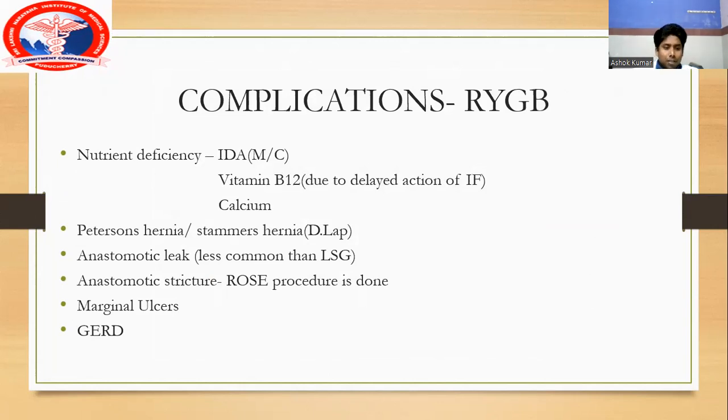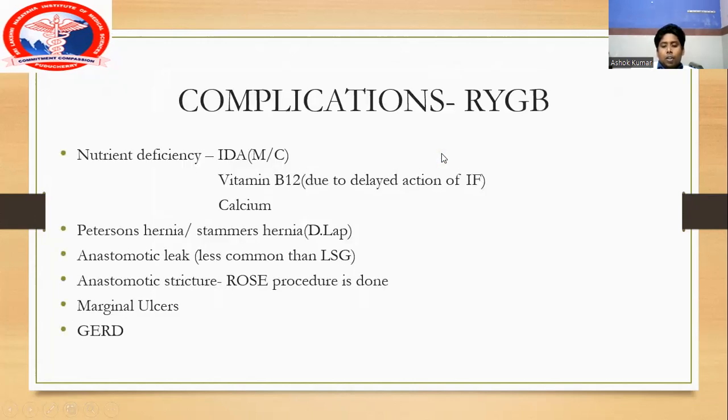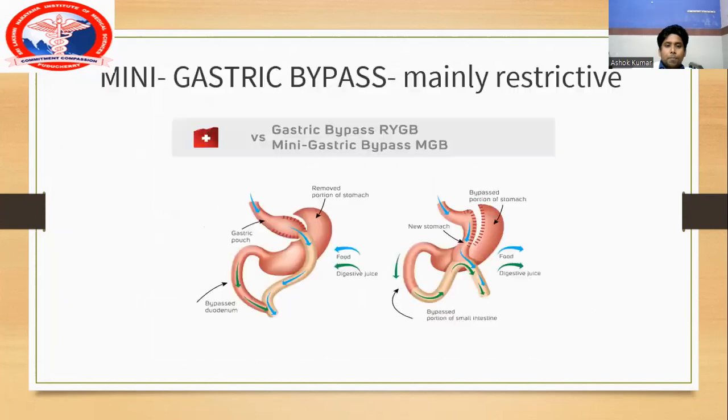And there are other complications like marginal ulcers and GERD. So reflux can happen through this way. So gastric reflux can happen through this way. And the most dreadful complication of GERD is that if you have GERD, it will lead to Barrett esophagus that will end up in adenocarcinoma of the esophagus. That's one of the complications of this Roux-en-Y gastric bypass surgery.